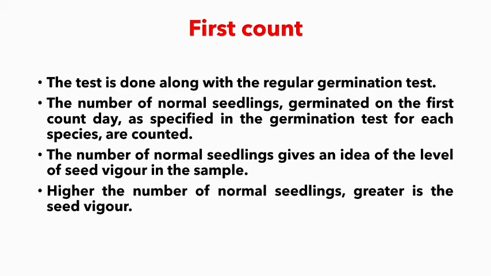First count is the test which is done along with the regular germination test. The number of normal seedlings germinated on the first count day as specified in the germination test for each species are counted. The number of normal seedlings gives an idea of the level of seed vigor in the sample. Higher the number of normal seedlings, greater is the seed vigor.